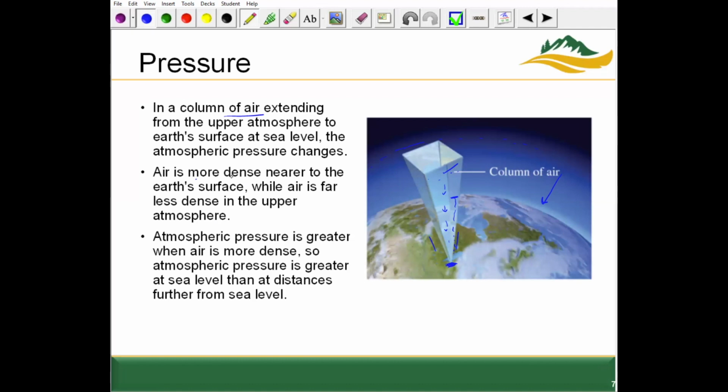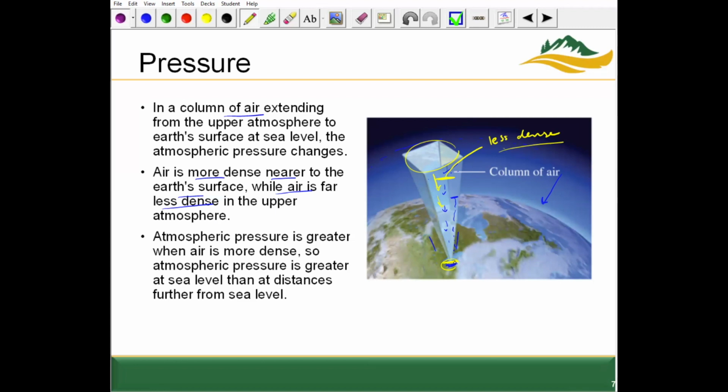So air is more dense near the Earth's surface, while air is far less dense in the upper atmosphere. There's less air pushing down on the spot where we're taking that pressure. So less pressure is felt at this distance, but a lot more pressure is felt at this distance because of all these air particles pushing down. Those air particles pushing down are what cause us to feel pressure on the Earth's surface.